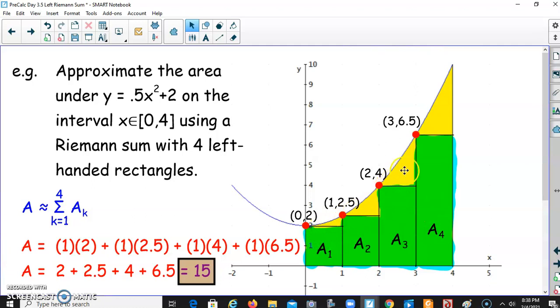I know the true area is somewhat more than 15. Exactly how much more than 15, we don't know. We could figure it out using calculus, but in essence, what we'll want to do is increase the number of rectangles. As we increase the number of rectangles, we'll get a closer and closer approximation to our actual area.